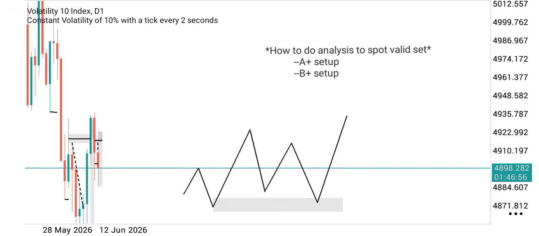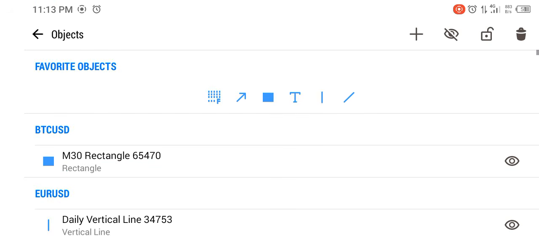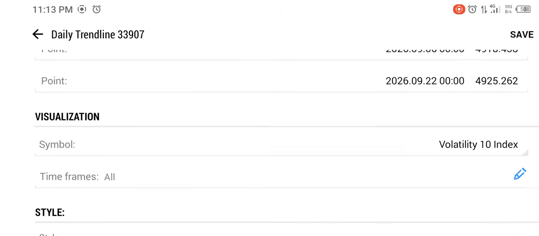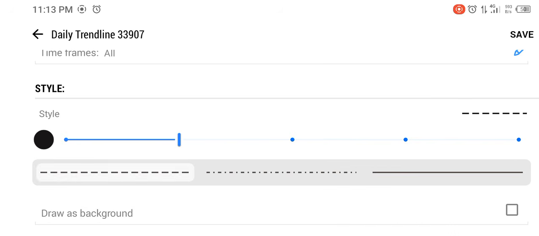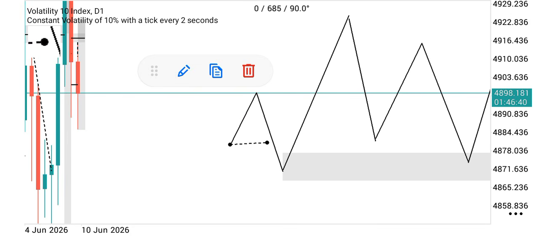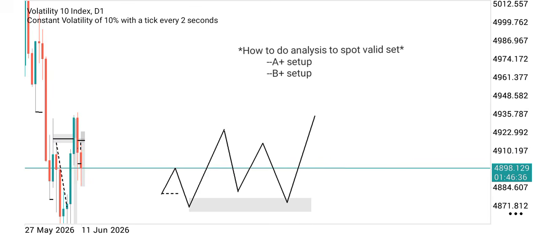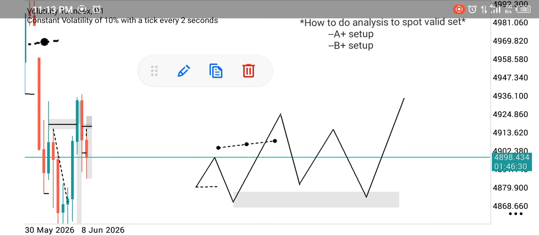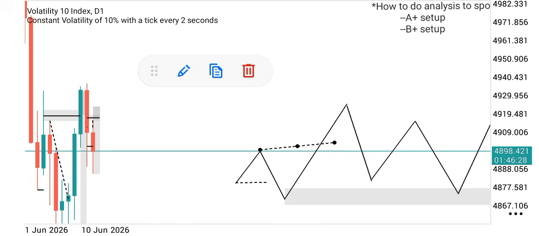So now let me explain. Let me demonstrate what I mean, one by one. From here, we have our sweep of liquidity at this zone. Look at this zone that I just marked, a sweep of liquidity. Then from our sweep of liquidity, we have our break of structure. Our break of structure signifies that the market is in an uptrend. This is our break of structure.